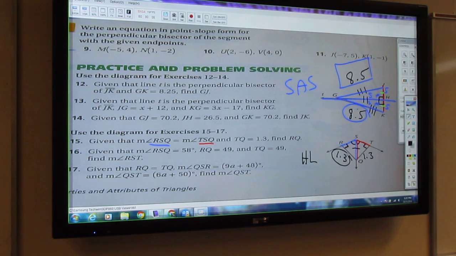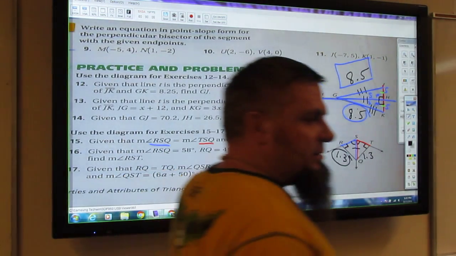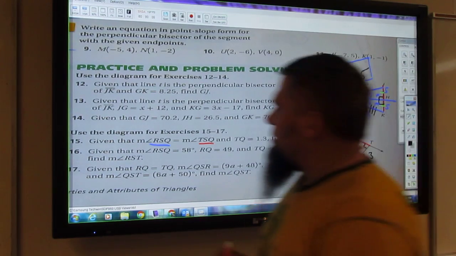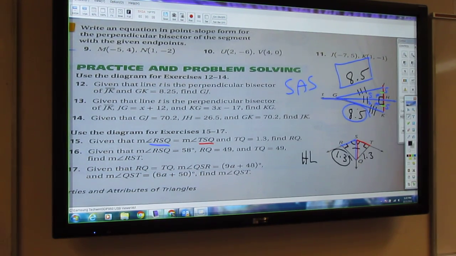And then 15. So I'm going to have to erase this one. Okay? So get this down. So I'm going to erase this. But 15 is given that RQ and TQ are equal. So it's a totally different one. And I could go like this. RST. Right? And R, S, T, and then Q, right?